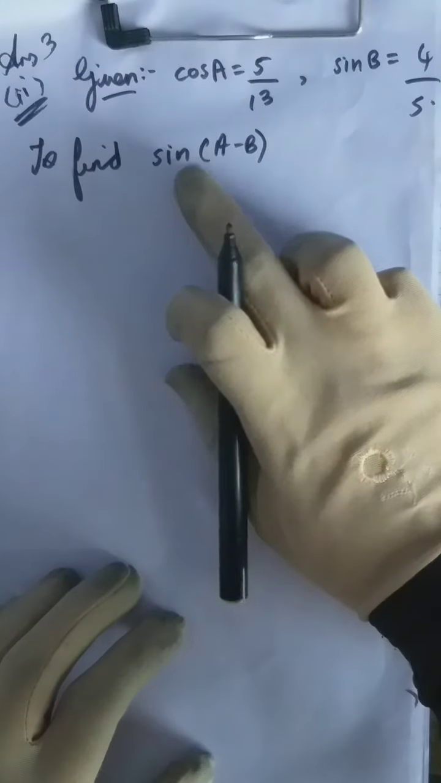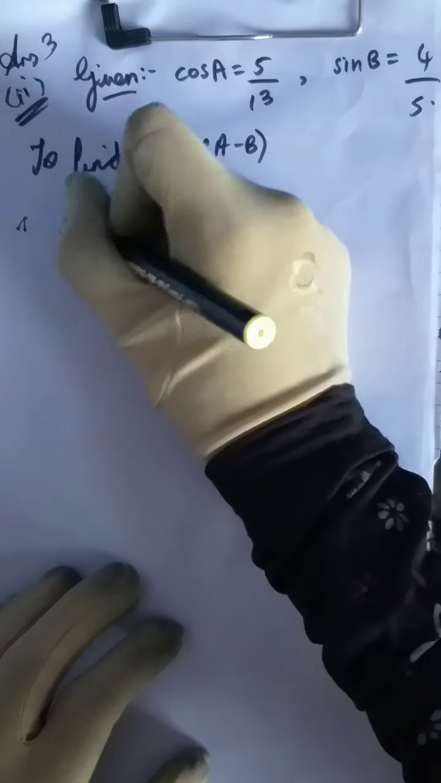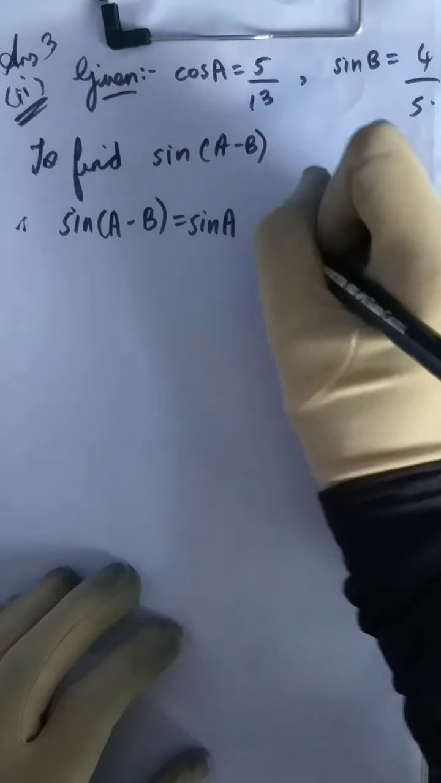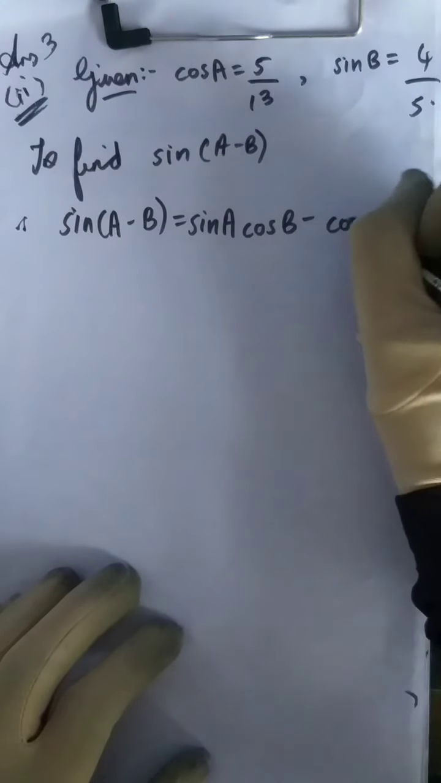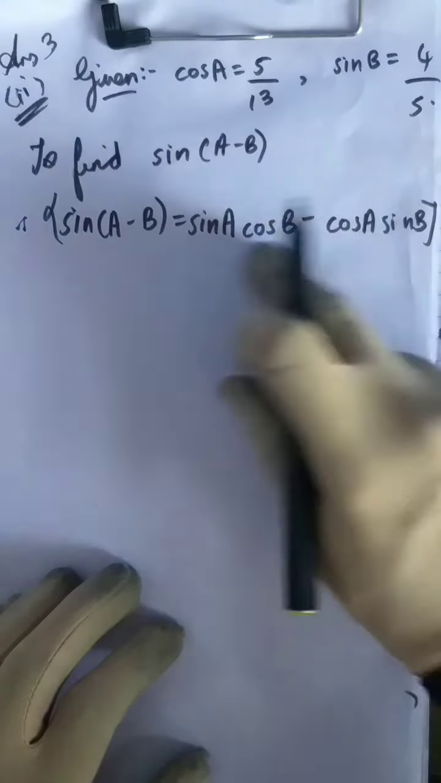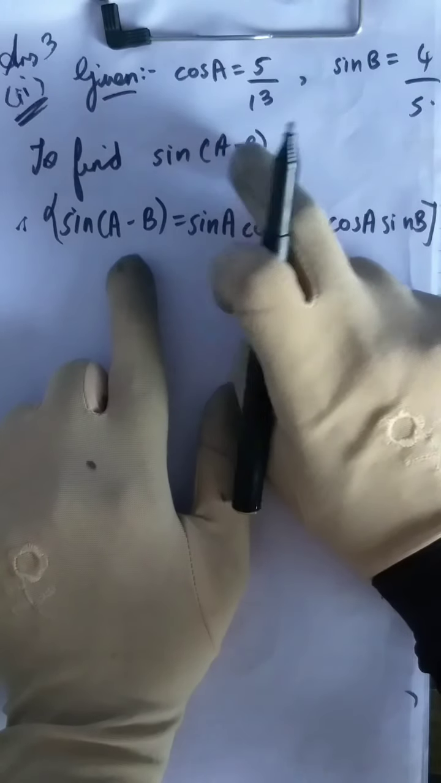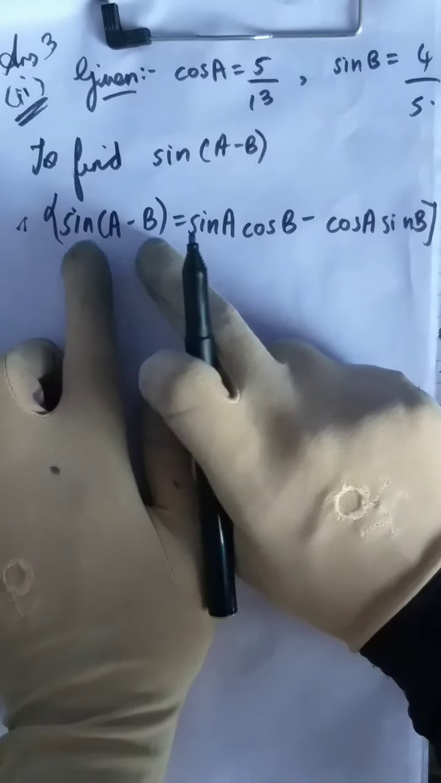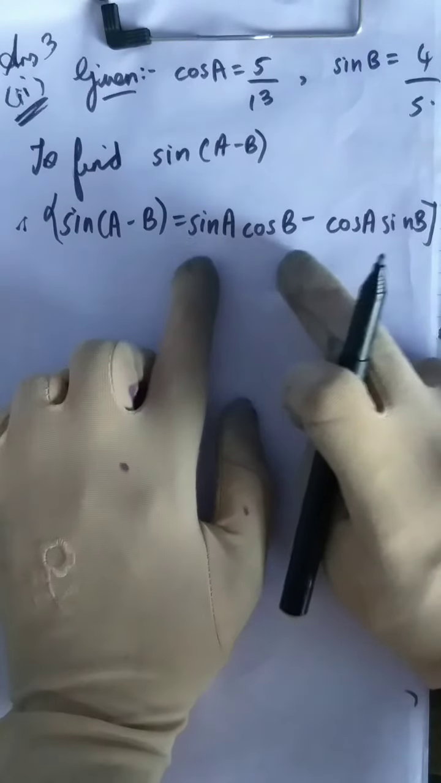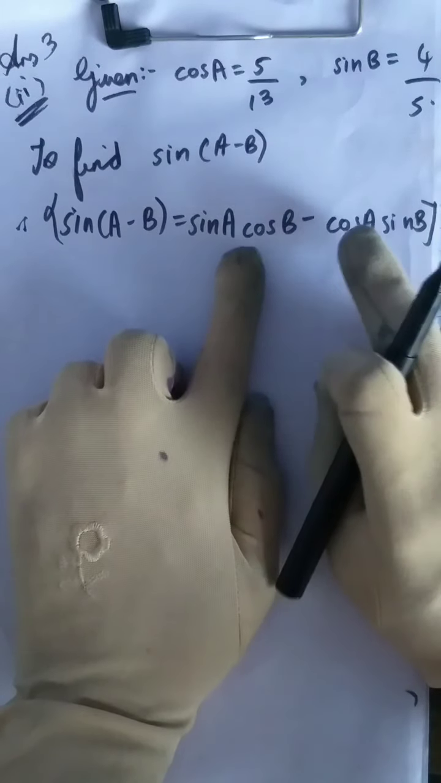So if we need to find sin(A minus B), we know we have the formula for sin(A minus B). The sin(A minus B) formula is sin A cos B minus cos A sin B. We have to find this RHS, because the LHS is asking us to find sin(A minus B). So from this formula we get to know that we need the value of sin A, the value of cos B, the value of cos A, and the value of sin B.